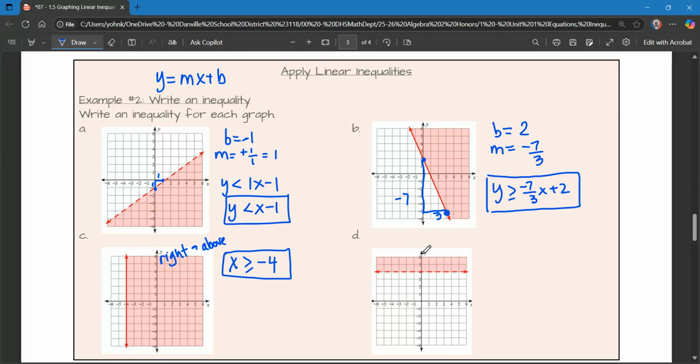If you look at letter D, this time it's going through the y-axis, so we have a y here. It's going through the y-axis at 4, so we have a 4 here. It is above, so it's a greater than, and it's a dash, so there's no equal to. Y is greater than 4.